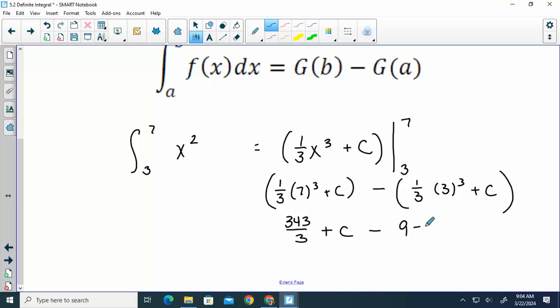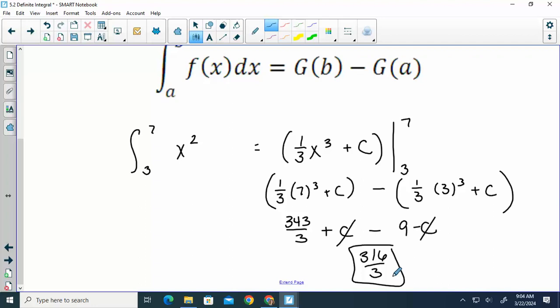minus 9 minus c. What happens to my c's? So we have 343 over 3 minus 9. And that gives us 316 over 3. And that is the same thing you would have gotten if you did the whole change in x, x sub i, sum, and then limits.